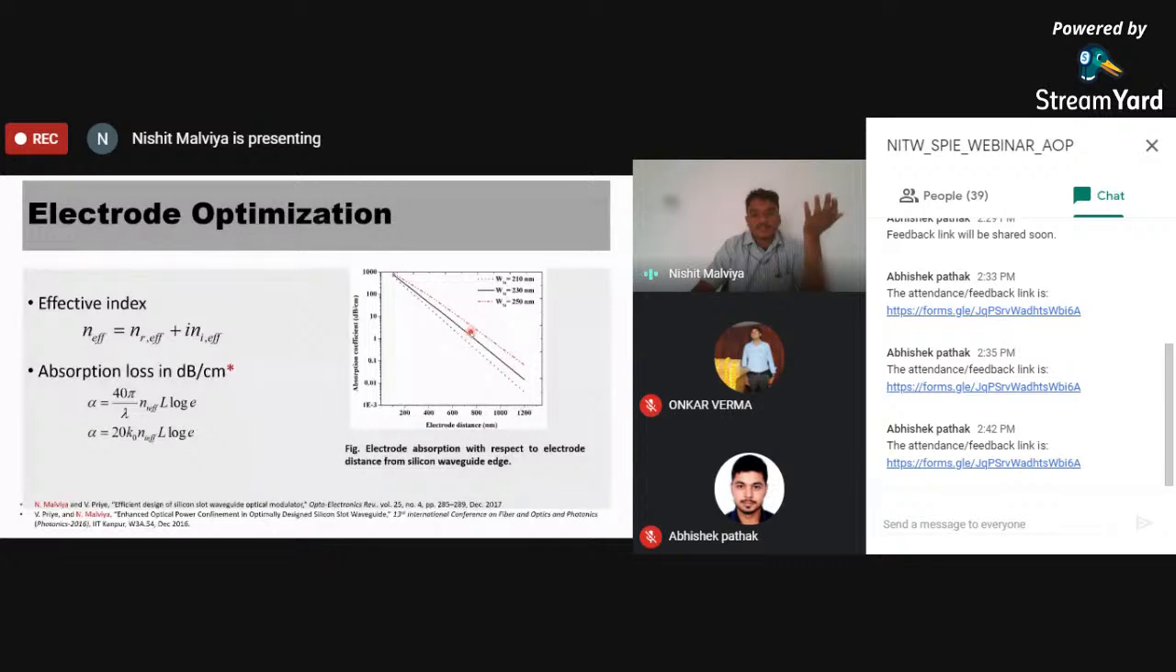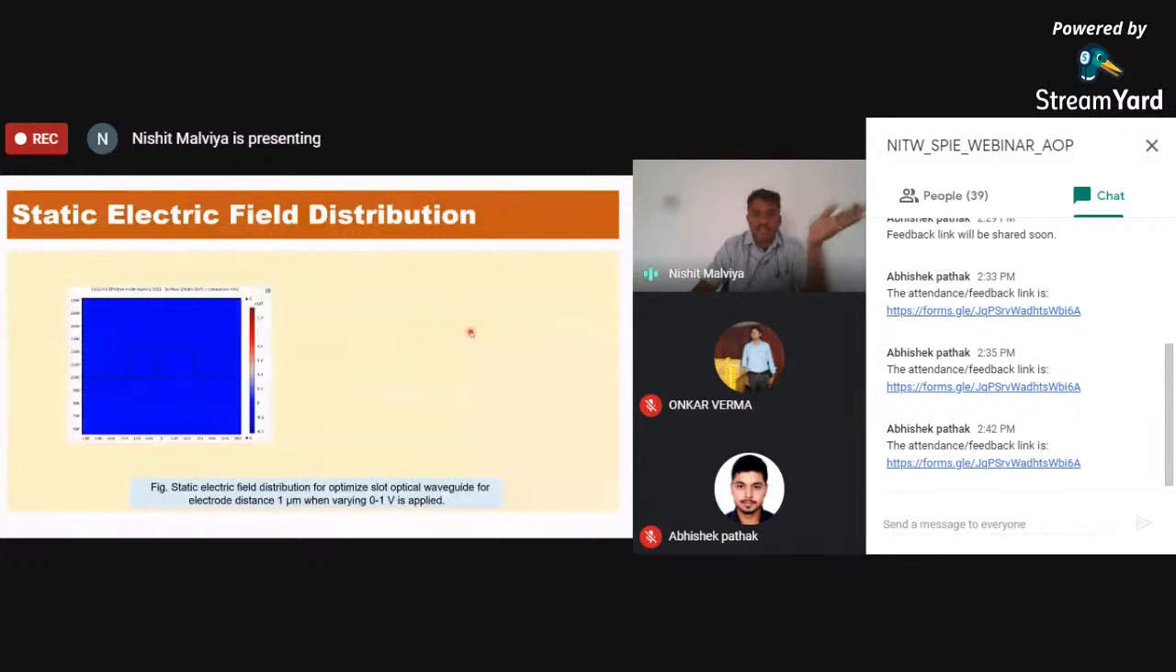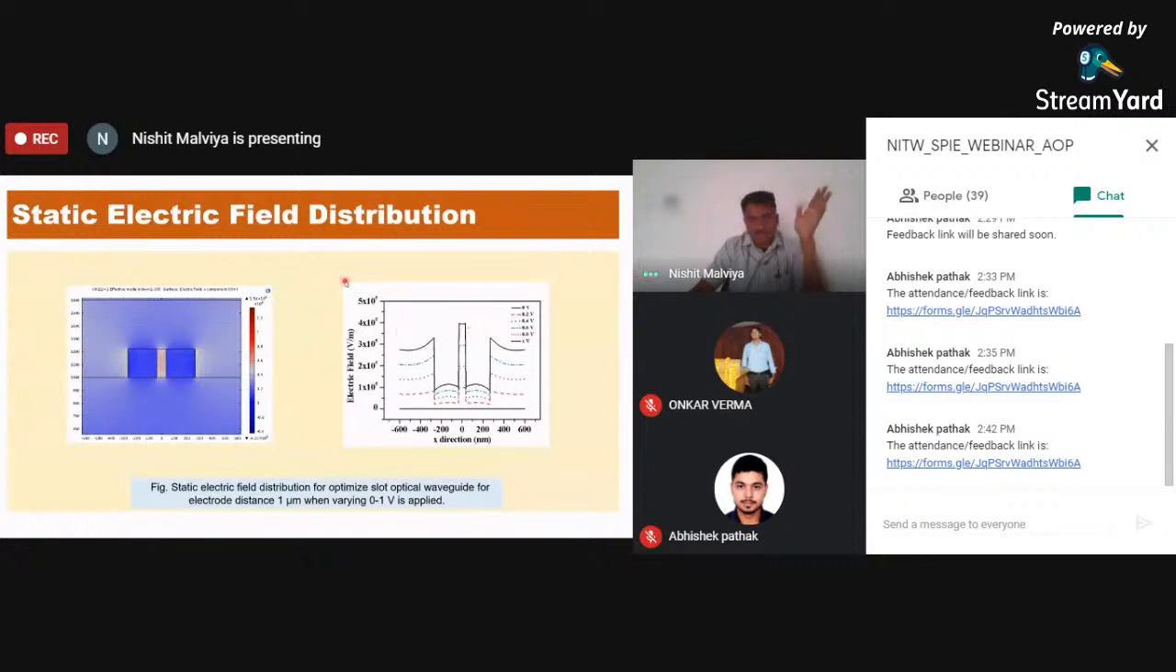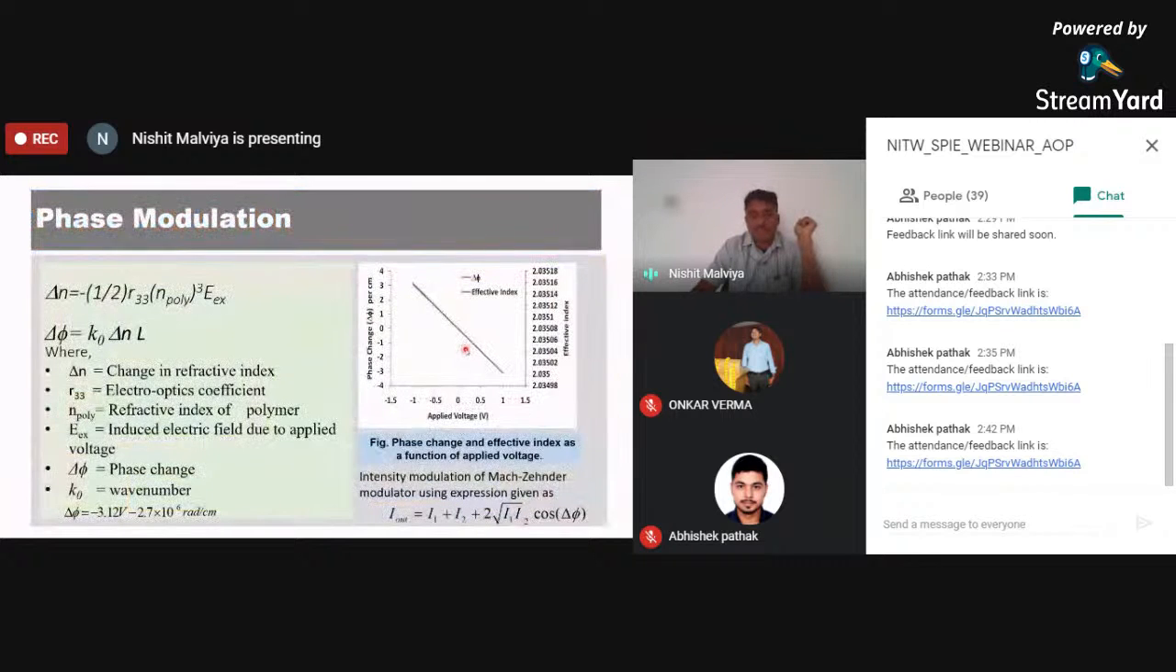In a similar manner, we apply the electric field there. As previously discussed, the optical electric field is confined in the slot optical waveguide. Similarly, the voltage is there, so the electric field is used for the calculation of the phase modulation. This is a standard equation, which gives the variation of the refractive index due to the applied voltage.